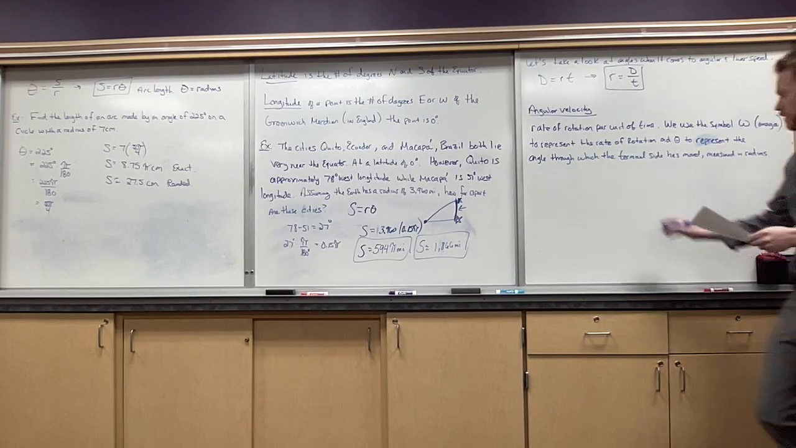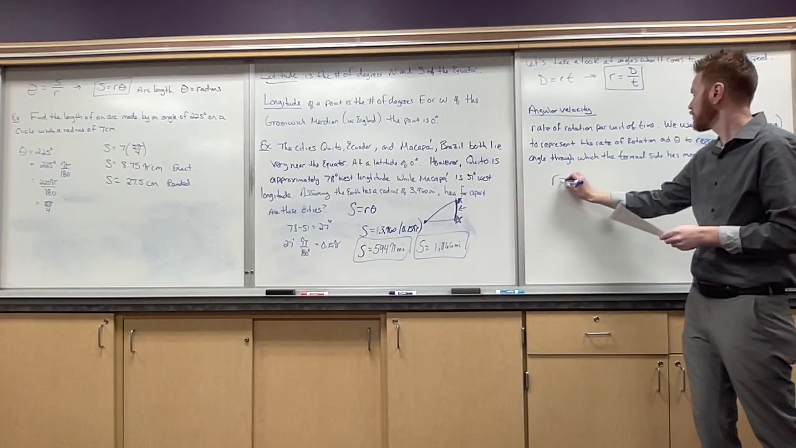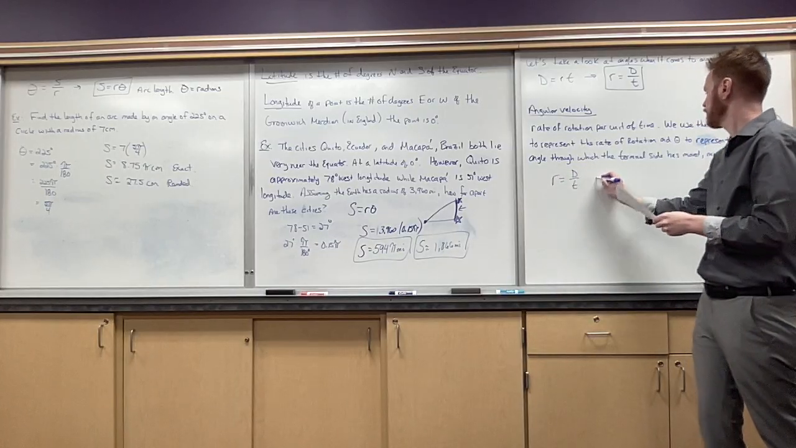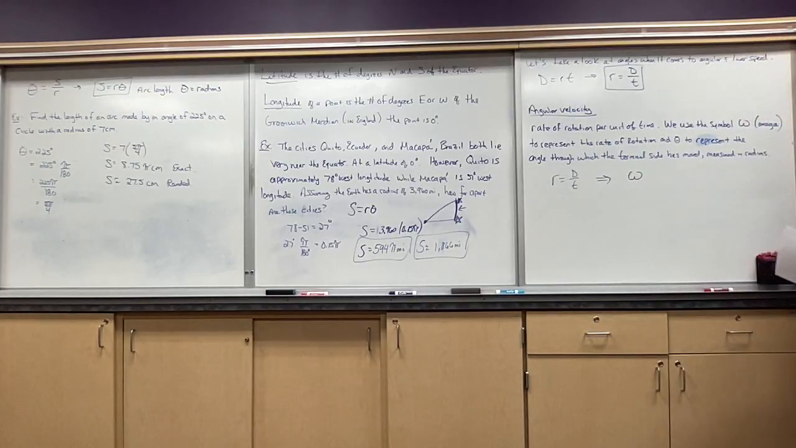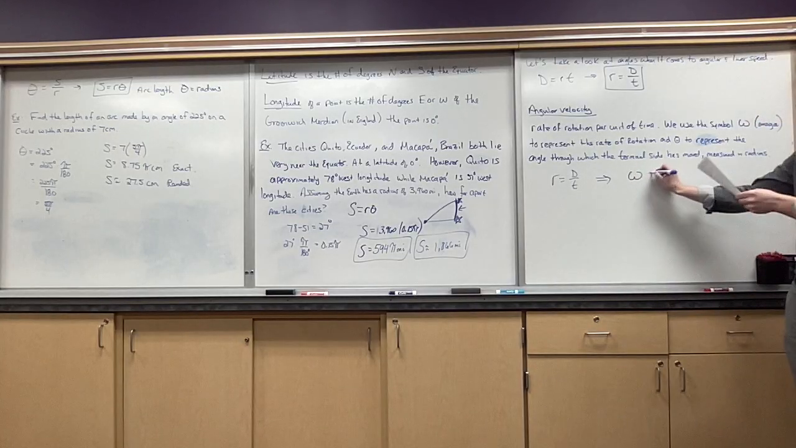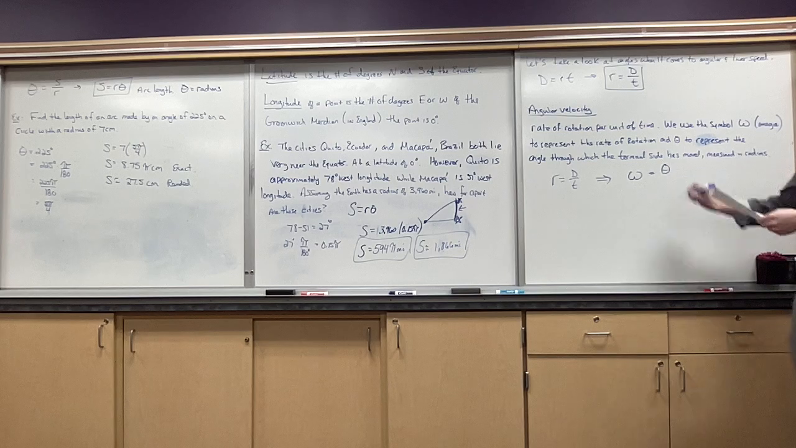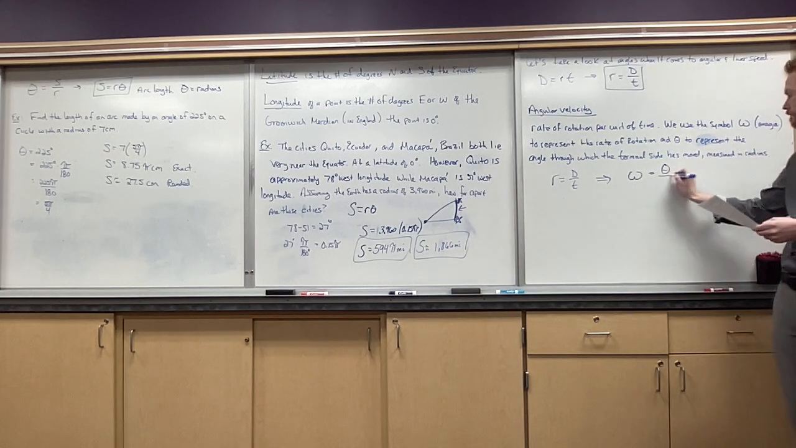Okay. So let me rewrite it. We started off with the rate is distance over time. Let's just go ahead and swap out some variables. My rate now is going to be omega, that's my angular velocity. My distance is going to be that angle, how far we went with the angle itself, over time.